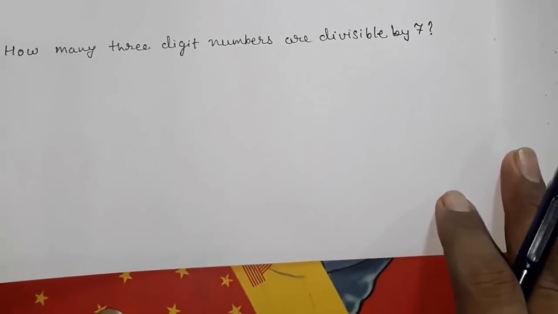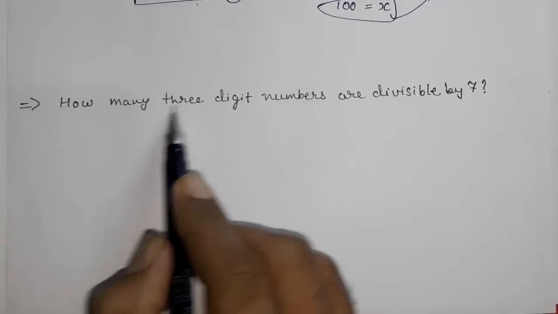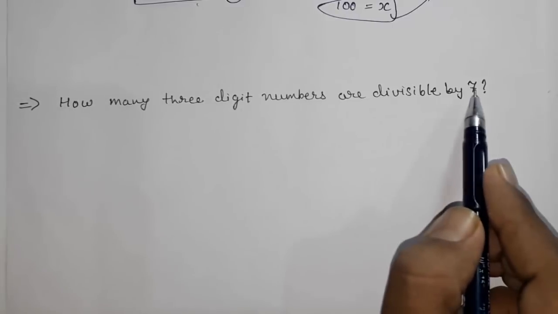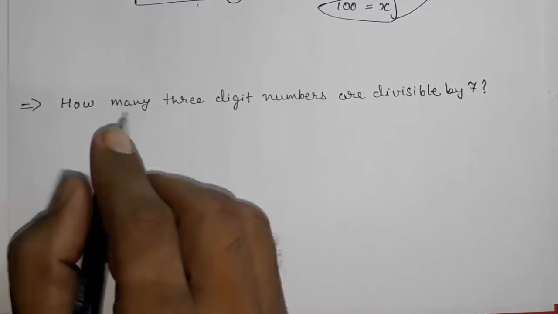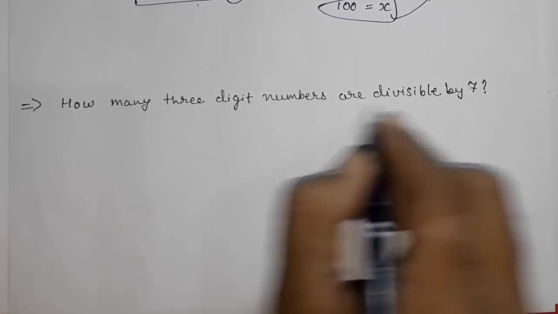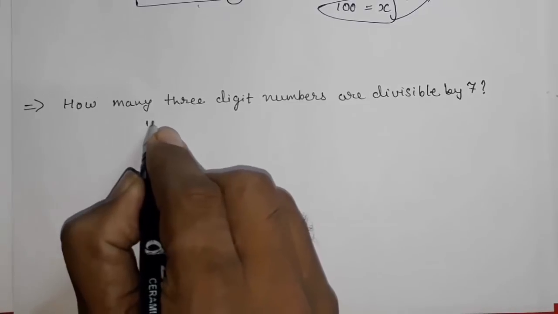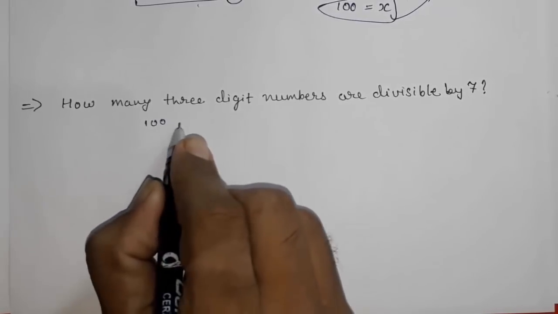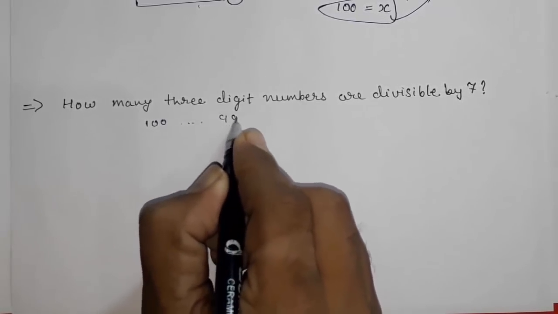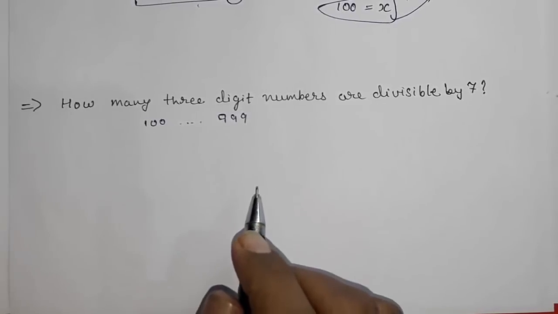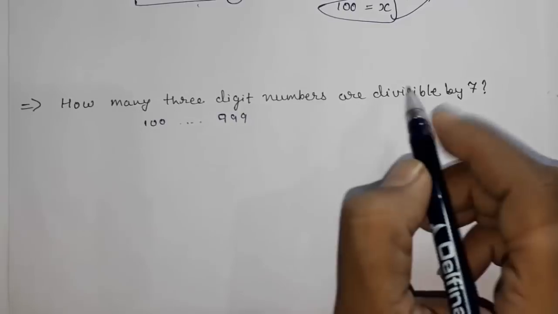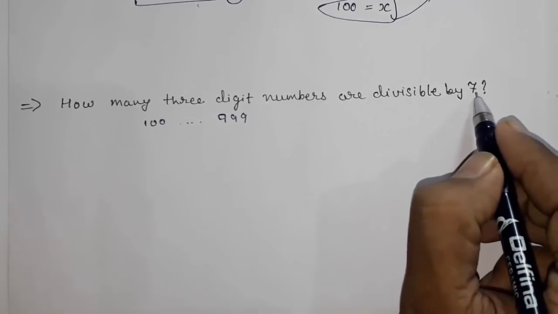Now moving towards the next question. How many 3-digit numbers are divisible by 7? So they told us how many 3-digit numbers are divisible by 7. So first we should know what are 3-digit numbers. 100 to 999. These all are 3-digit numbers. But from that we want numbers divisible by 7.